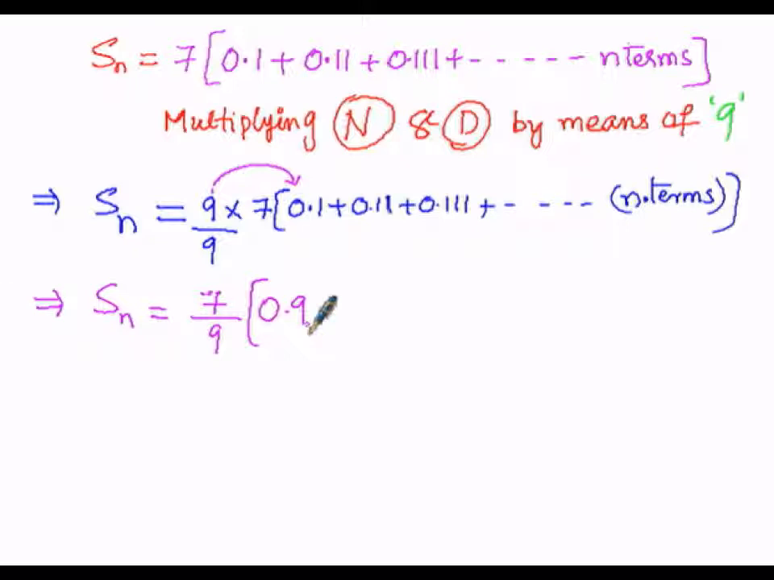Then 9 into 0 is 0, plus 9 ones is 9, and 9 ones again is 9. In other words, 9 into 0 is 0 point, so 9 into 11 is 99, plus 0.111 into 9 will be 0 point, so here 9 ones is 9, again 9 ones is 9, then 9 ones is 9, or in other words 0.999 by multiplying 0.111 with 9. So here plus dash dash up to n terms, bracket close.